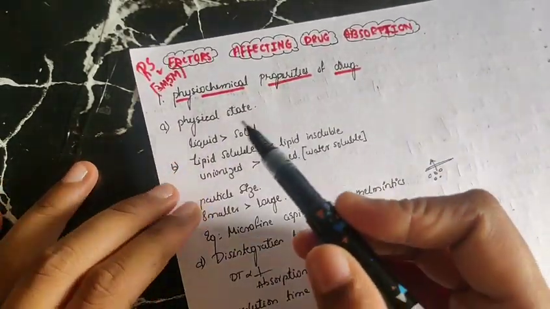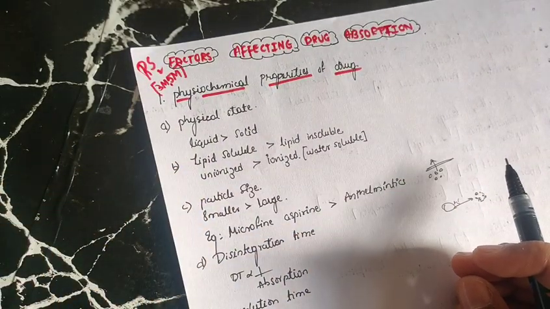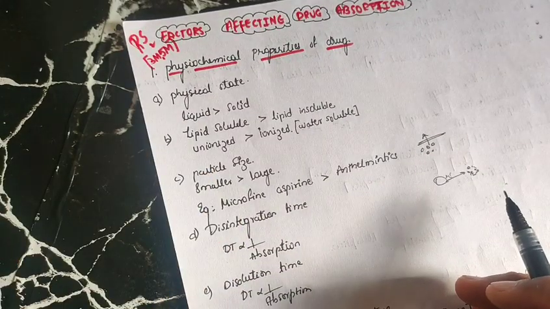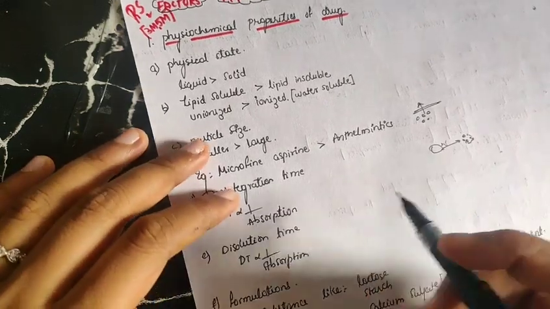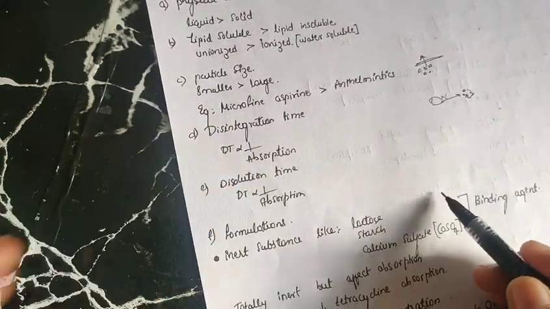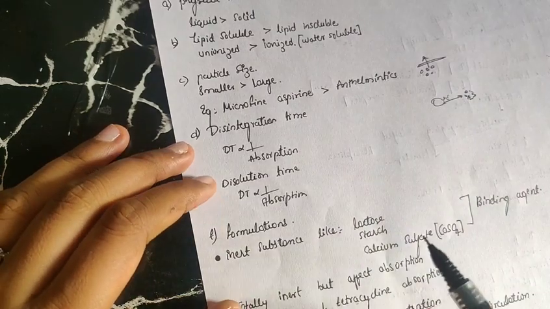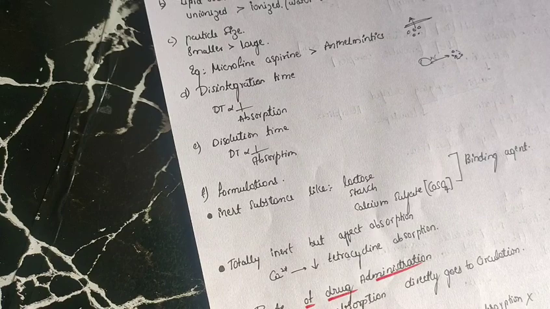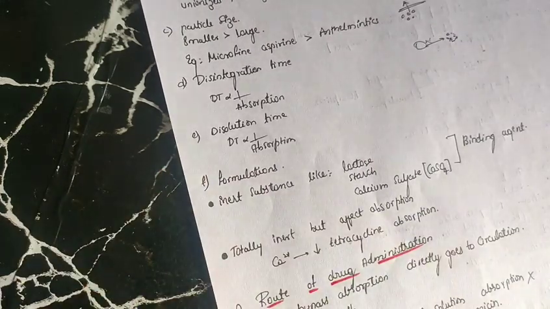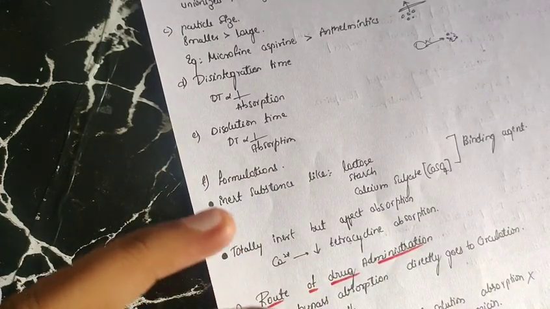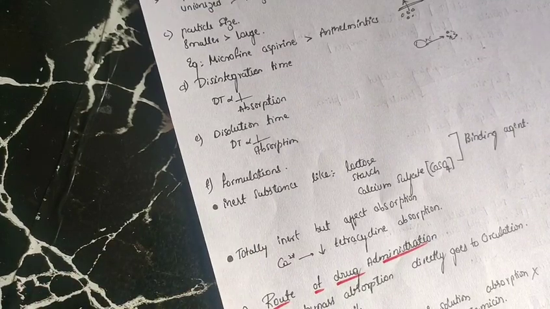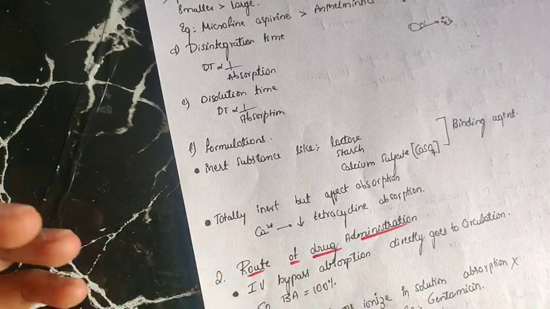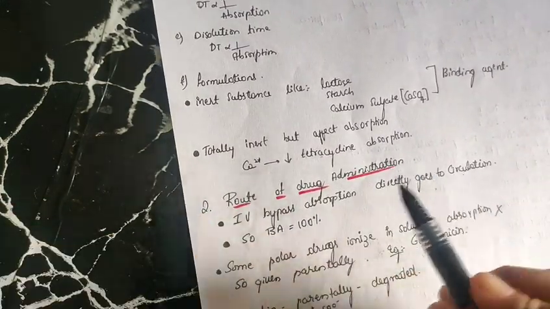Physical properties of the drug, that is smaller particle: liquids are more absorbed than solids, and lipid solubles are more absorbed than non-lipid soluble, and unionized can be easily dissolved in the lipid layer, and the smaller the particle, the larger will be the absorption, and the disintegration time is inversely proportional to the absorption. Less the disintegration time, more the absorption. Dissolution time, less the dissolution time, more the absorption. And formulations, like inert substances that coat the tablets, also affect the absorption. That is, calcium decreases the tetracycline absorption by forming insoluble complexes.